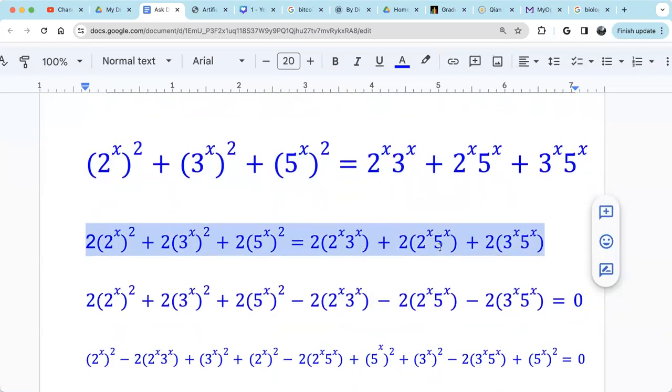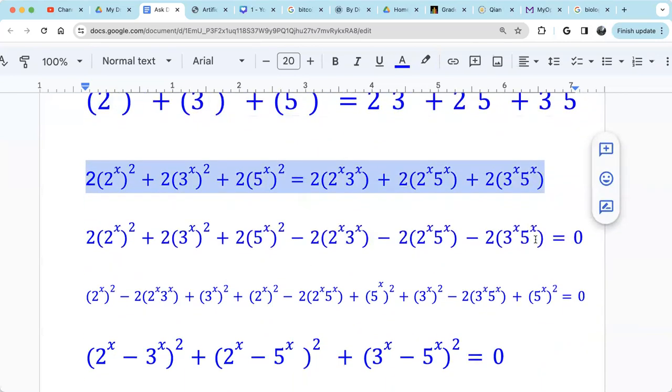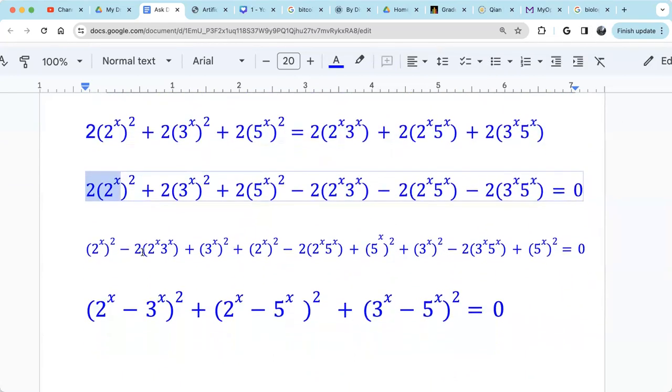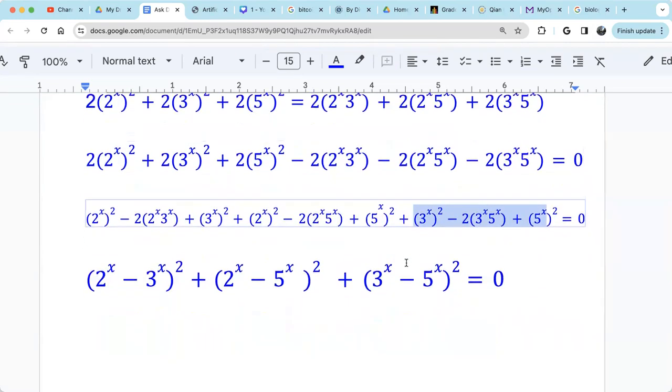Then we move the terms from the right-hand side to the left-hand side, then we make the equation equal 0. This is one crucial step for solving equations. A lot of times we want to make one side of the equation 0. We do the same thing here. So now we have a squared minus 2ab plus b squared, right? We have a squared minus 2ac plus c squared. We have b squared minus 2bc plus c squared. So 3 perfect squares. Then let's make perfect squares.